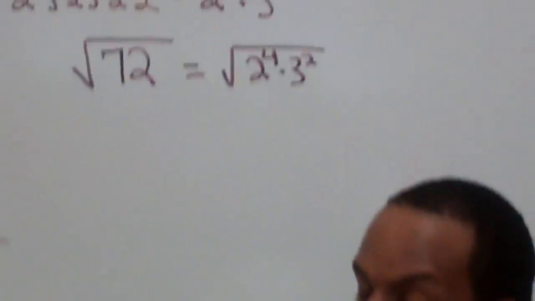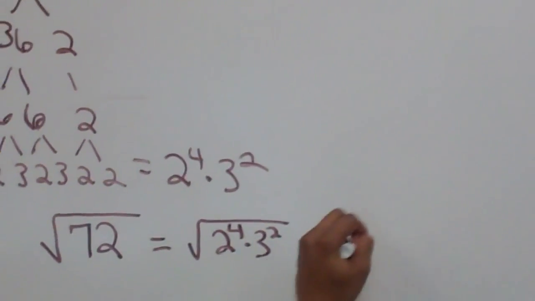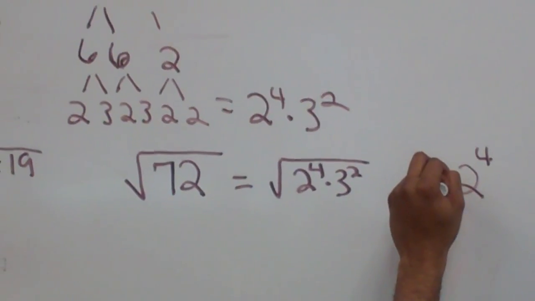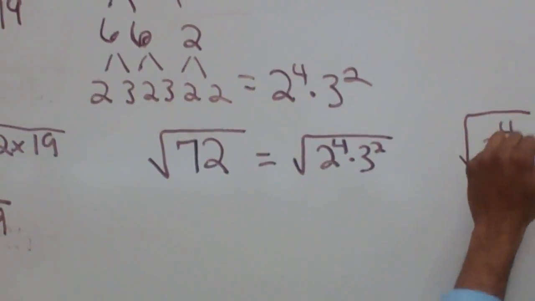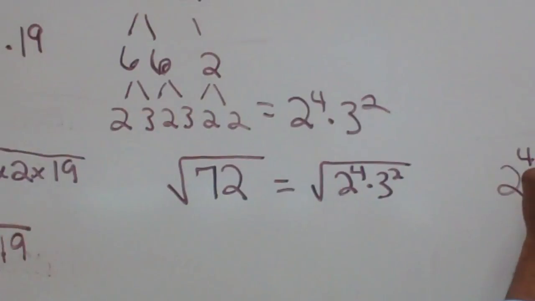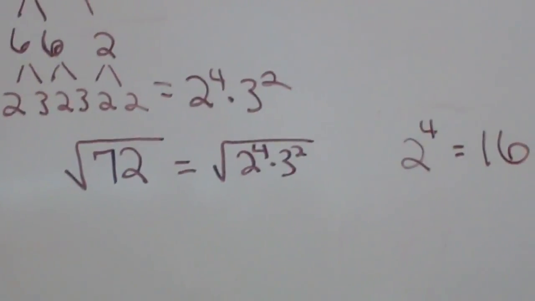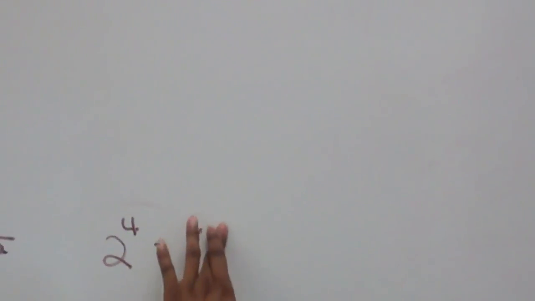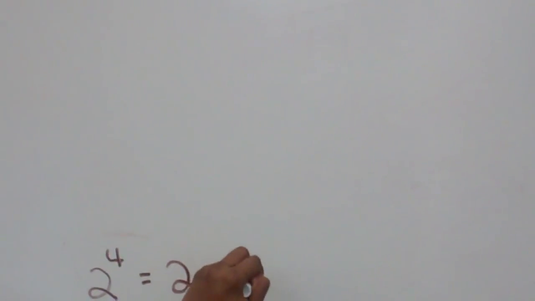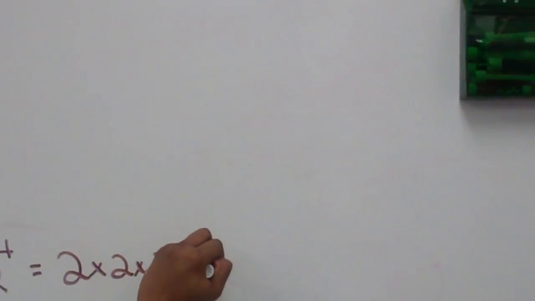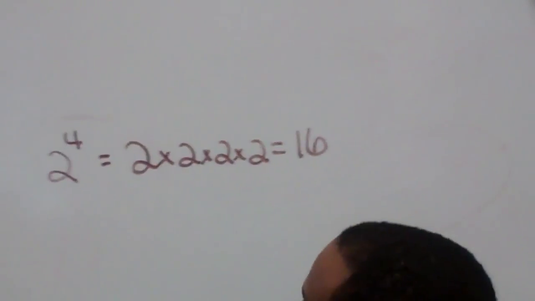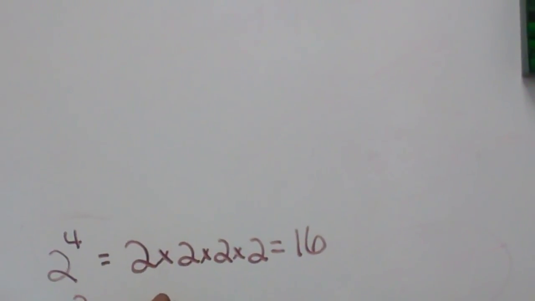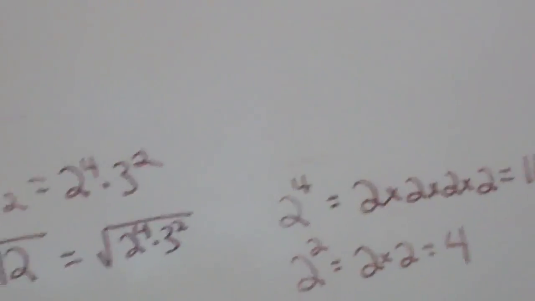What I'm trying to get you to understand, write that down for me, please. 2 to the 4th, which we know is 2 times 2 times 2 times 2, is also equal to 16. Oh, I get it now. Write that 2 to the 4th is equal to 2 times 2 times 2 times 2, which is also equal to 16. And then 2 squared is equal to 4, which is the square root of 16.